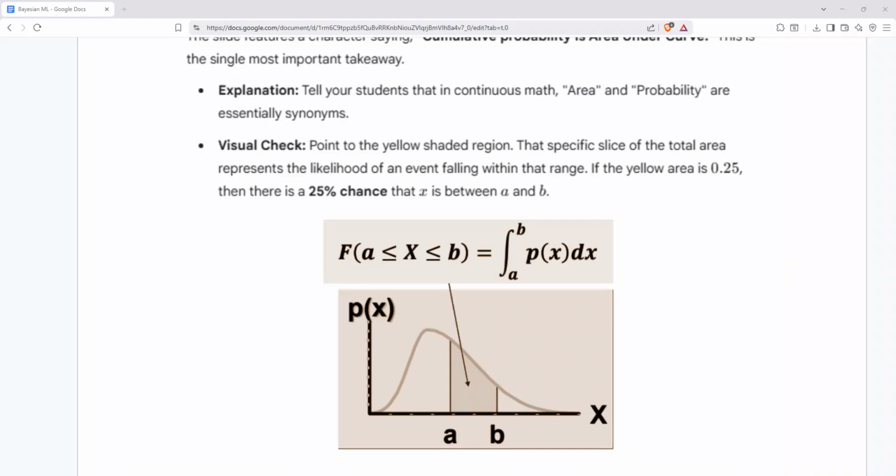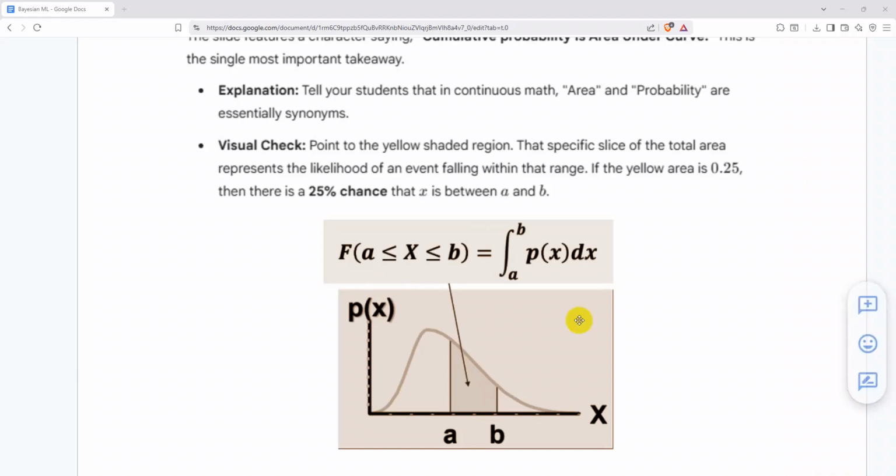Now, there's an important distinction here. Earlier, we used P of x, that was the density, the height of the curve. Now, we use F of x, that is the cumulative distribution function. So think of it like this. P of x tells you the height, while F of x tells you the total probability collected over a range. In simple terms, you can also say P of x shows the landscape and F of x tells you how much of that landscape you've collected.